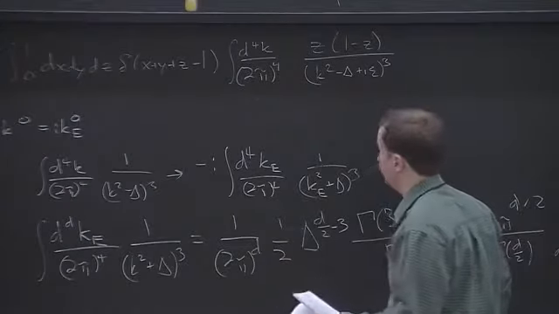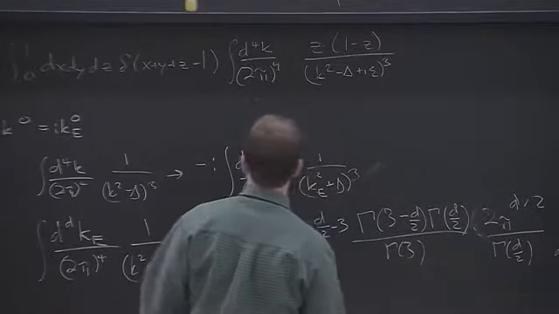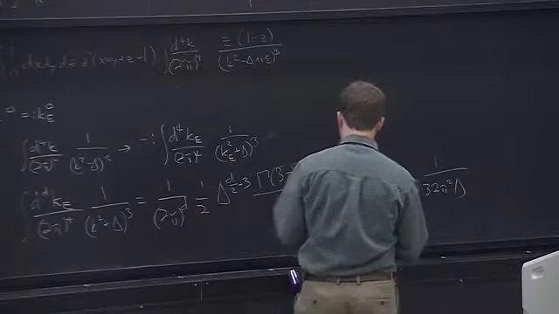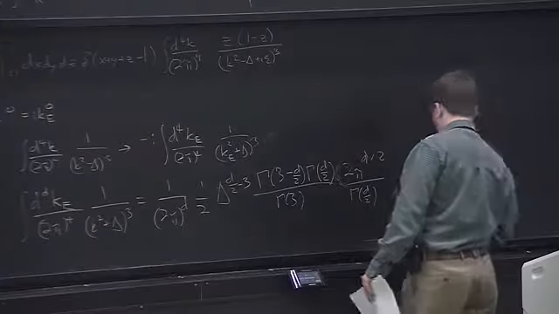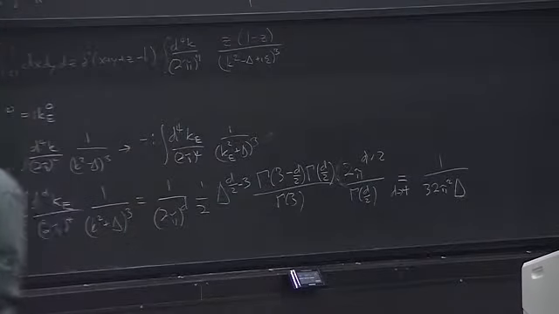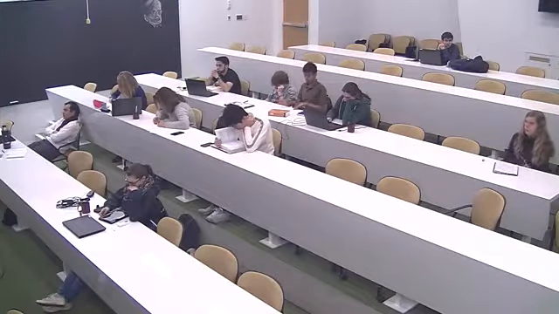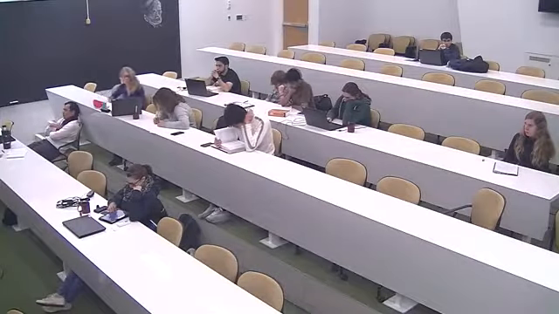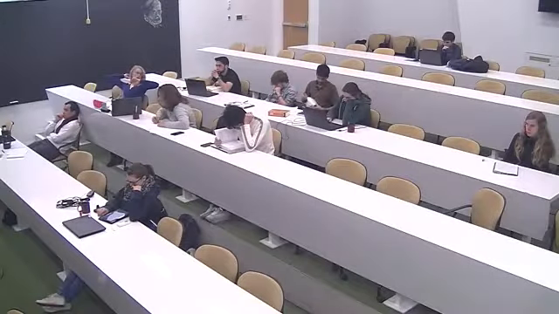Okay, so we're almost done. We've done this integral. This just gives us a factor of 1 over delta. All that's left to do is the integral over the Feynman parameters. The integrals over the Feynman parameters are non-trivial but doable if we keep the momentum.